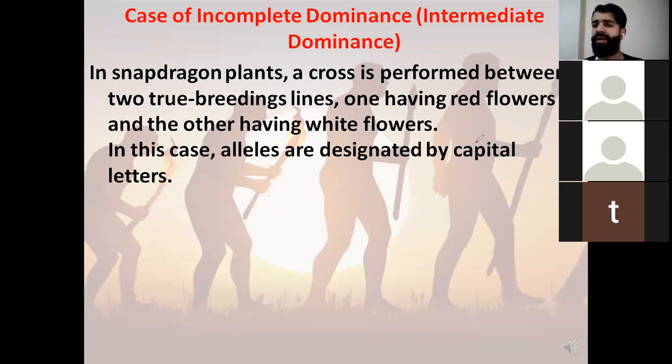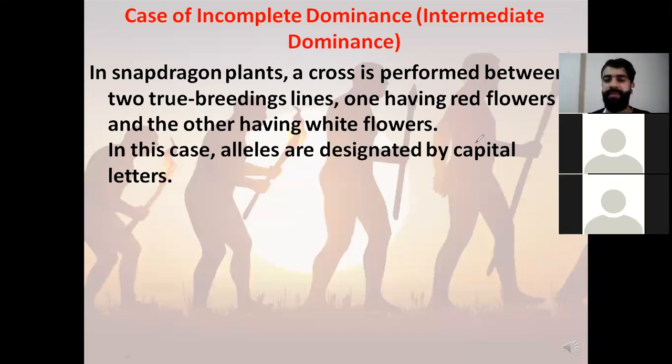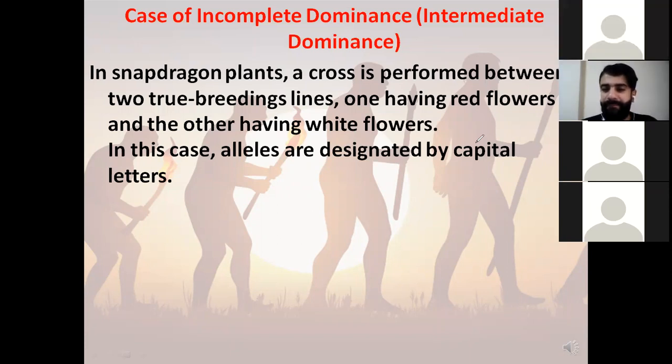What is the meaning of two breeding lines? Can anyone tell me what the meaning of two breeding lines is? The parents are the same as the F1 generation, the descendants. They have the same phenotype as their parents. Thank you, Lee. So descendants have the same phenotype as their parents.